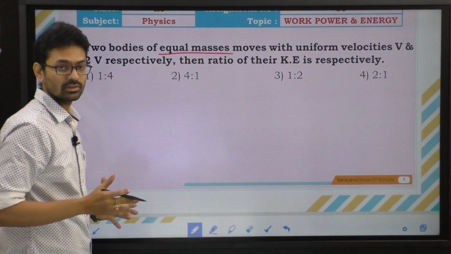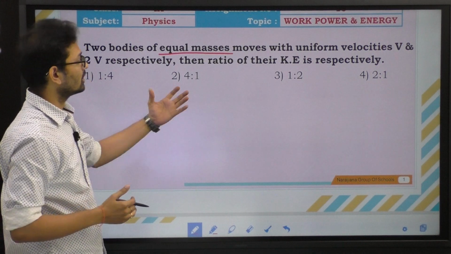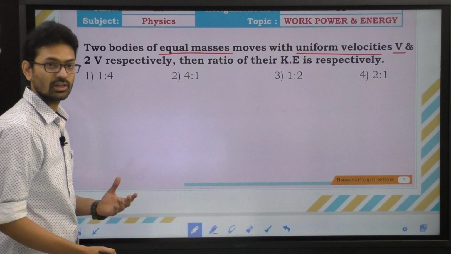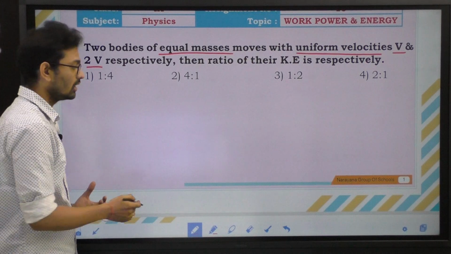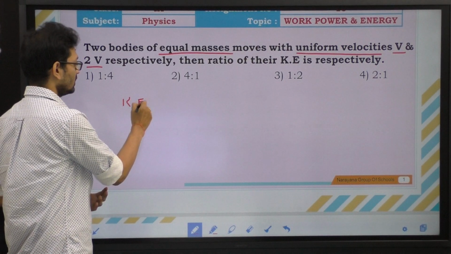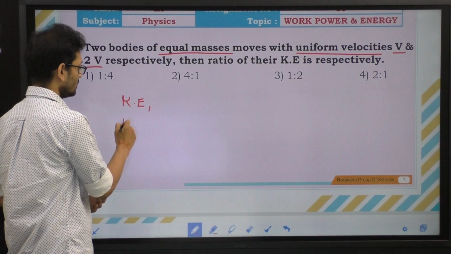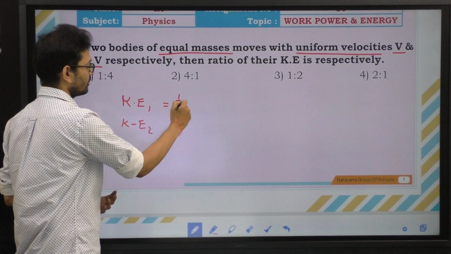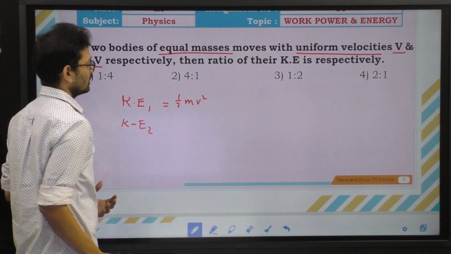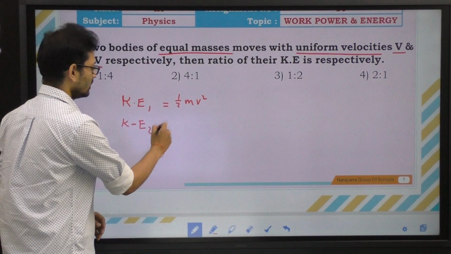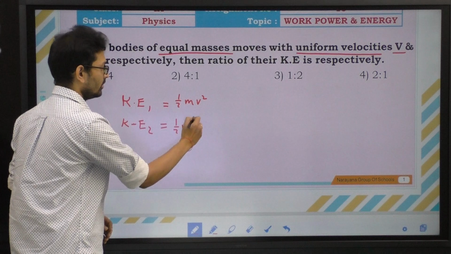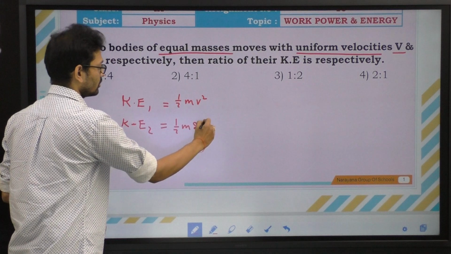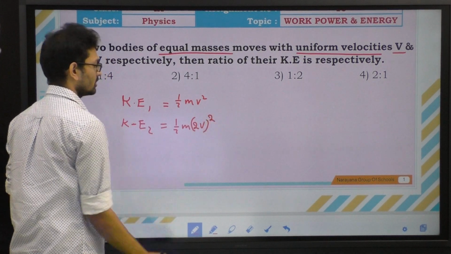Yes, two bodies of equal masses, that means their masses are the same, and they move with uniform velocities. You have v for one and 2v for the other. So let us take kinetic energy 1 and kinetic energy 2. From this we will take half mv square. As the masses are equal, we will take half m. Your velocity in the second case is 2v, so I will write 2v. As per the formula, it is going to be squared.